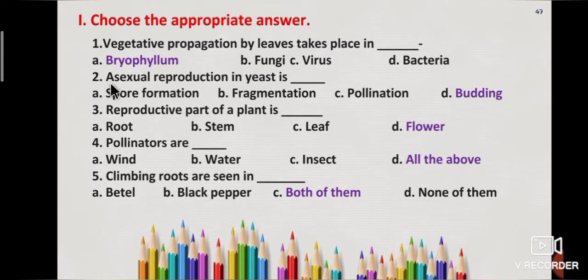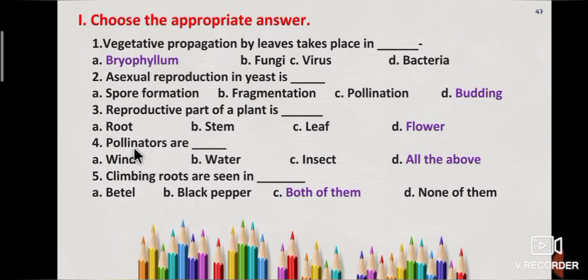Second one, asexual reproduction in yeast is dash. Option A, spore formation. Option B, fragmentation. Option C, pollination. Option D, budding. Answer is budding. Asexual reproduction in yeast is budding. Third one, reproductive part of a plant is dash. Option A, root. Option B, stem. Option C, leaf. Option D, flower. Answer is flower. Reproductive part of a plant is flower.